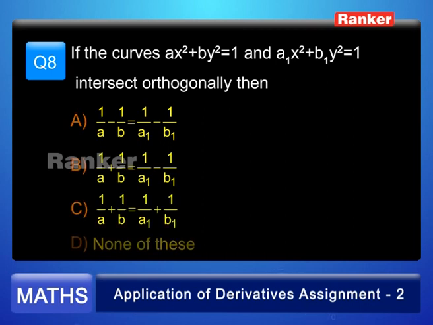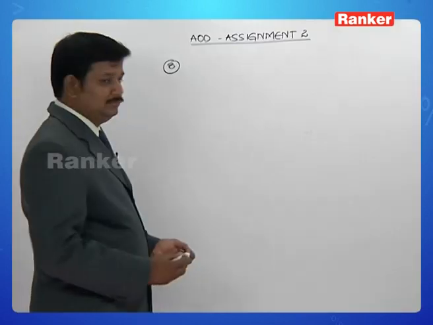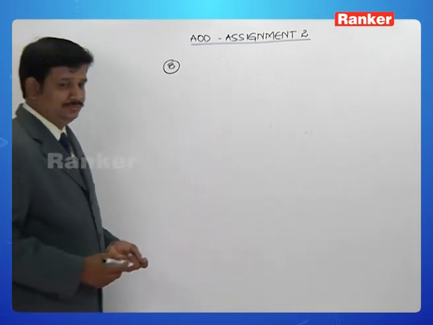Next question, if the curves ax square plus by square equal to 1 and a1x square plus b1y square equal to 1 intersect orthogonally, then option A, 1 by A minus 1 by B equal to 1 by A1 minus 1 by B1. Option B, 1 by A plus 1 by B equal to 1 by A1 minus 1 by B1. Option C, 1 by A plus 1 by B equal to 1 by A1 plus 1 by B1. Let us see which of the options is true.